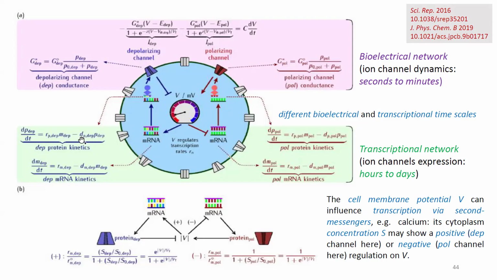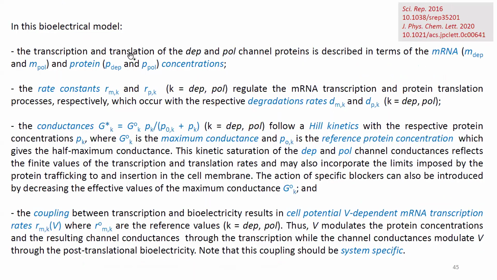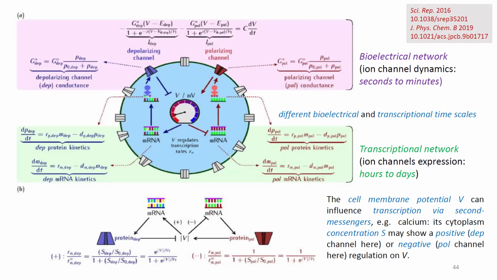These kinetic equations for the mRNA and for the protein should be coupled, because eventually they give some concentration for the proteins, and this concentration of the ion channel proteins gives the conductance, and this conductance eventually enters in the equations for the bioelectrical activity. So in principle, we have a model which is able to couple the transcriptional and the bioelectrical layer.